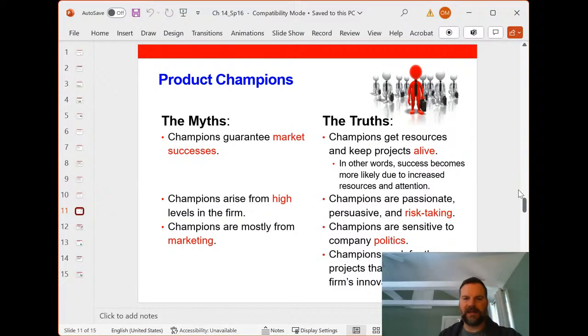So the idea here is that product champions don't have to be from high levels in a firm. They don't even have to be in marketing, but they're really the type of people who take risks. They're sensitive to the politics of a company, and they really want to see a project stay alive. They know how to get the resources to keep a project alive.